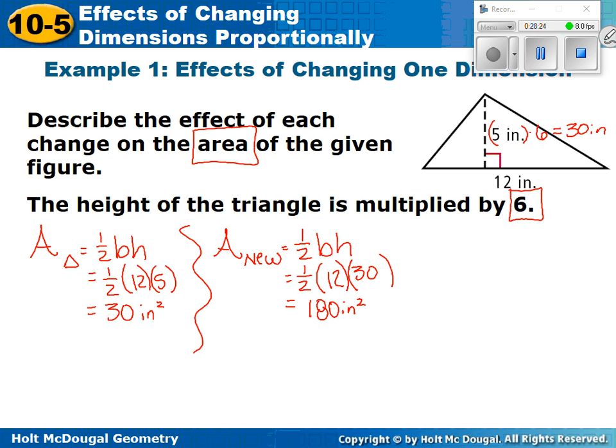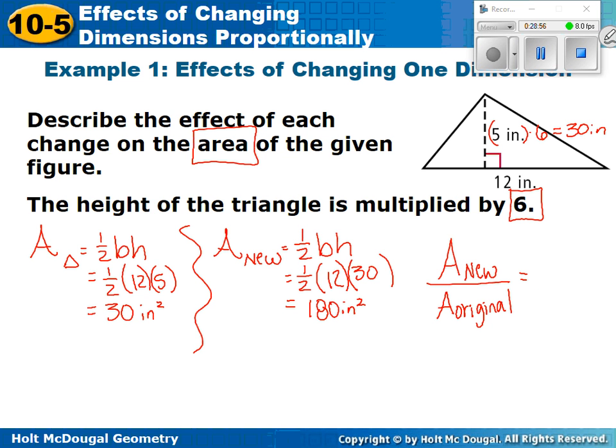Sometimes you'll be able to look at those two numbers and you'll have a nice, pretty whole number, and you'll be able to say, how many times bigger is it if it went from 30 to 180? So 30 times what is 180? 6. So the area is multiplied by 6. Sometimes this is going to be an ugly fraction. So you're going to need to do it this way. The area of the new divided by the area of the original. It always has to be the new one on top.